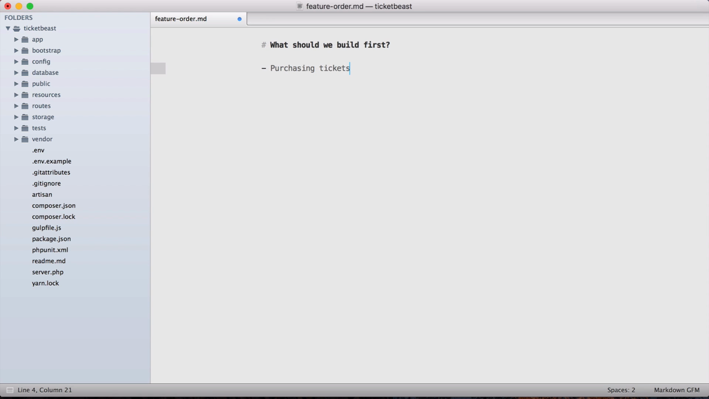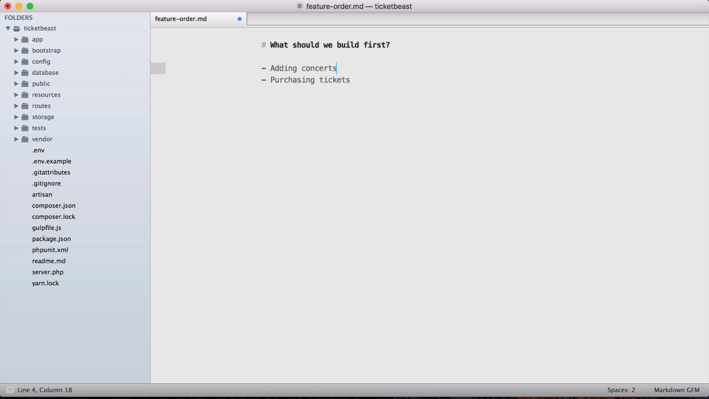Now, when we look at a feature like purchasing tickets, we have to think about what else needs to exist for people to actually be able to purchase tickets, right? So for someone to be able to purchase tickets to a concert, that concert's going to need to be in the system somehow, right? So we're going to need something like being able to add concerts to the system, because if we don't have any concerts, well then no one can buy tickets to those concerts.